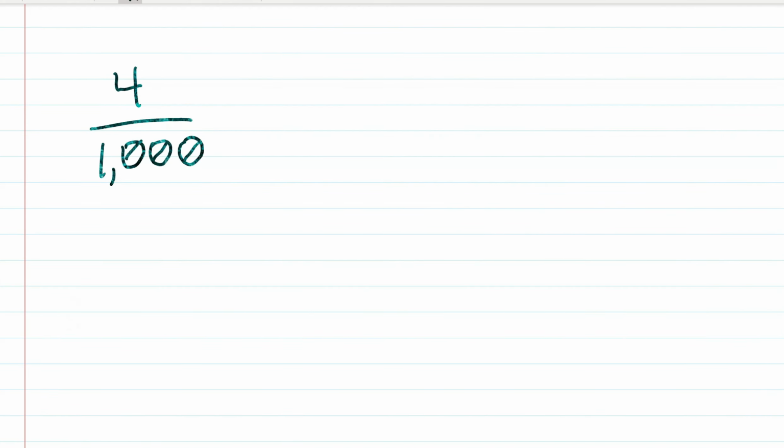Our next example says 4 1,000ths. I don't see a whole number this time, so I will make 0 my whole number, to the left of the decimal point. But I only see a 4 in the numerator, and the 4 has to be in the thousandths place. That's what the denominator is telling me. The denominator tells you a lot. It tells you it has to be in the thousandths place.